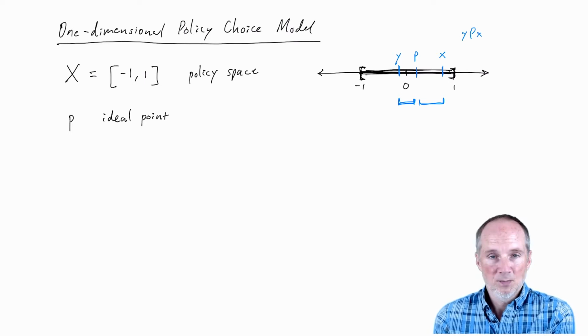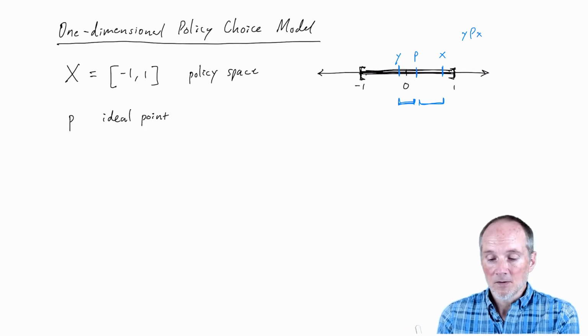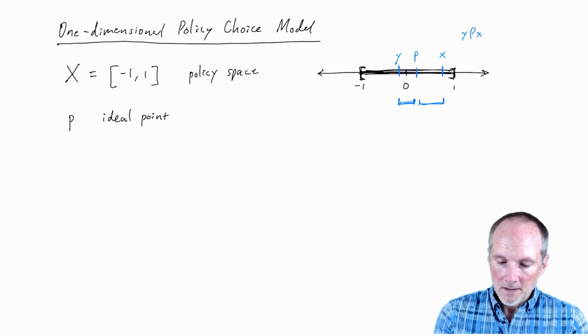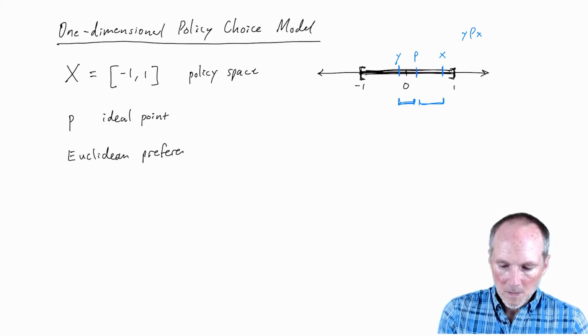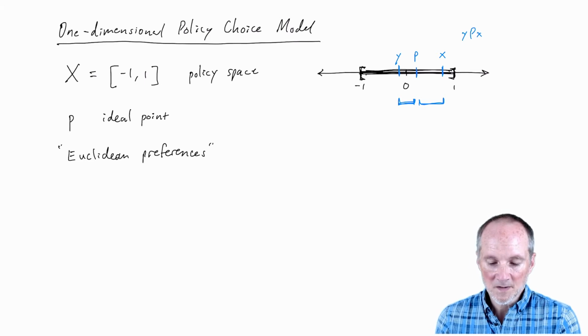Of course, that's just two particular choices there, but that's just the general rule. If you take any two policies, the one that's closer to P is going to be better. All right, so that assumption is called Euclidean Preferences. And the reason for that really doesn't become more apparent until more general models, but that's just the terminology that we're going to use.